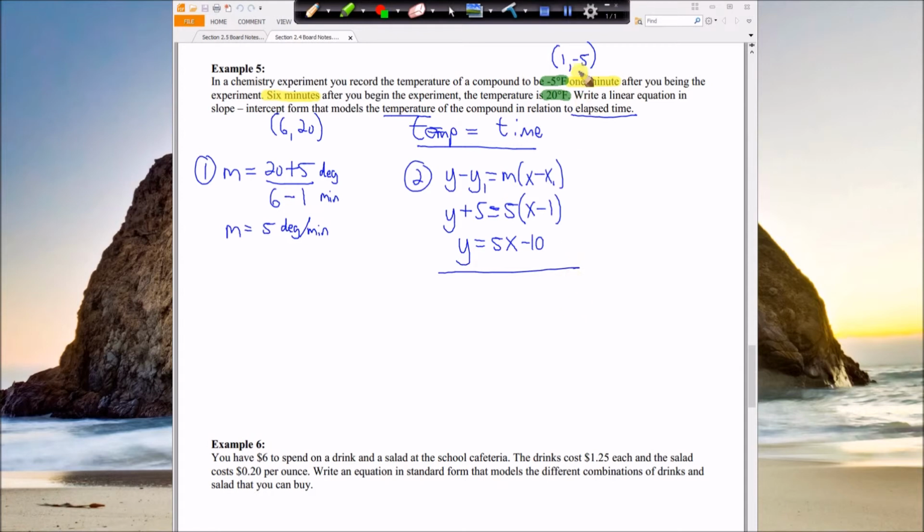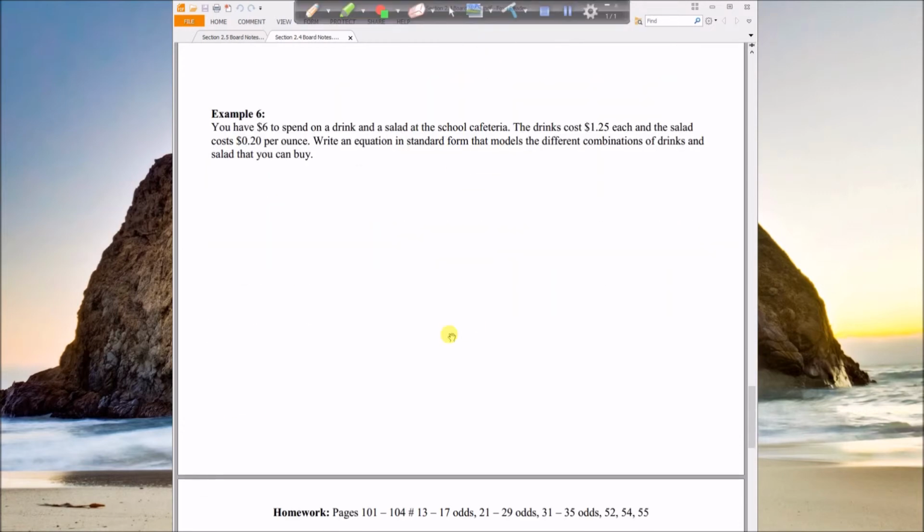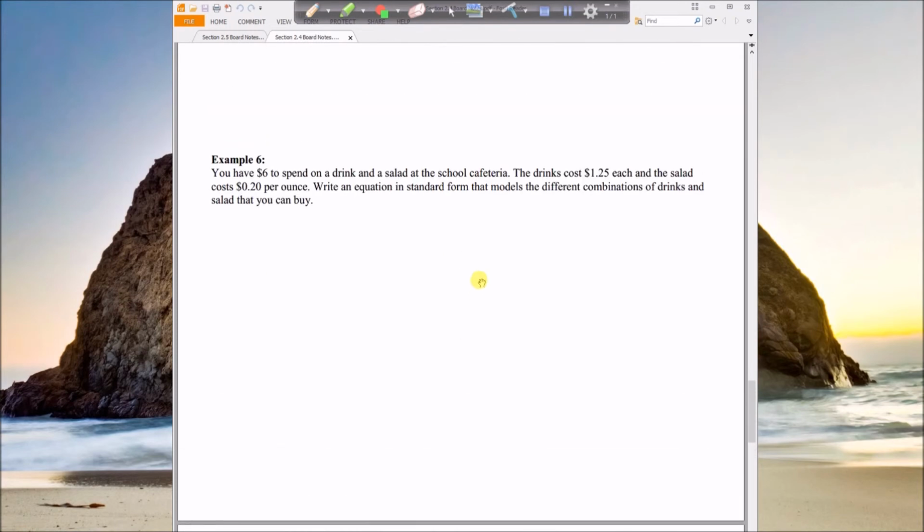And you can check that by plugging these numbers in and seeing if they work. Okay? And we've done that already, they definitely work. So this is the function that relates temperature and time. So y here stands for temperature, x stands for time. Okay, in minutes.